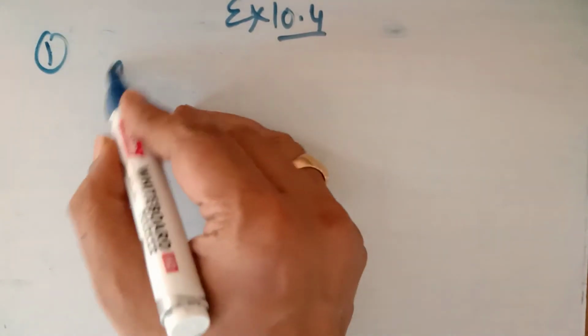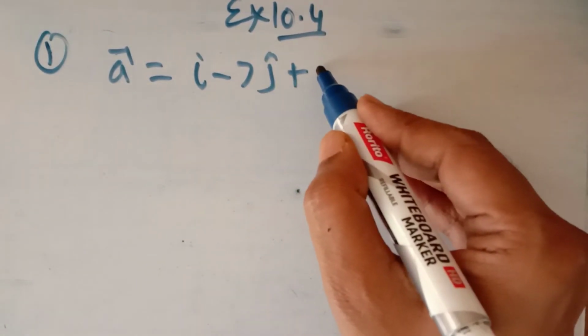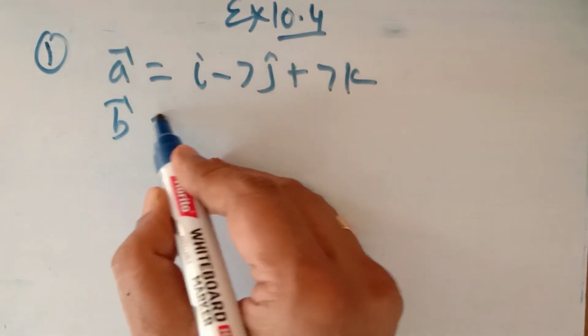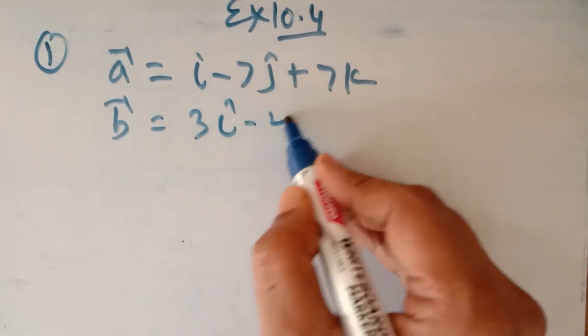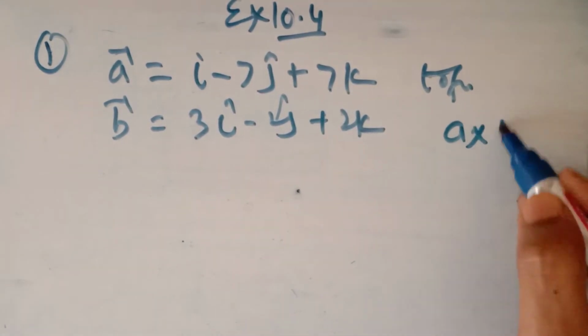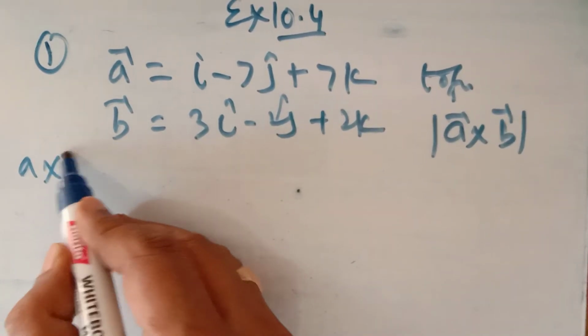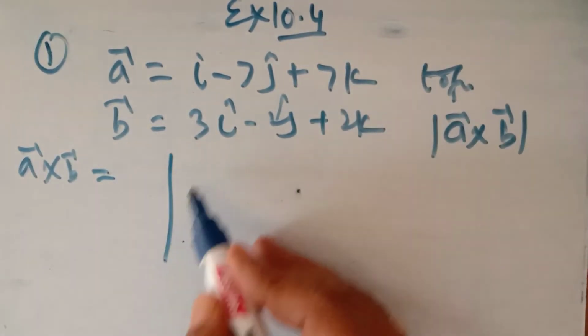Now in question number 1, the vector A is given as i minus 7j plus 7k, and vector B as 3i minus 2j plus 2k. You have to find the modulus of the vector product of these two vectors. So first of all, you find the vector product of these two vectors.